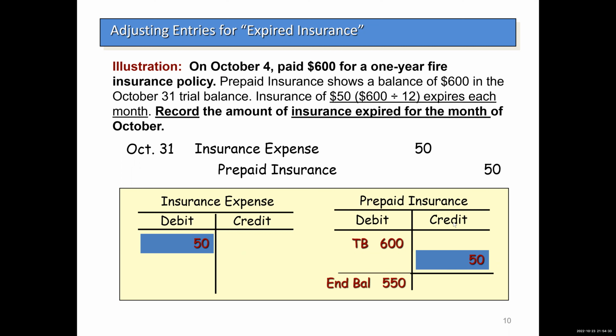Now, once you do that, everything is great because we start out with 600, we use 50, and we still have $550 of that policy that we can use in the future, right? So that's how it works.